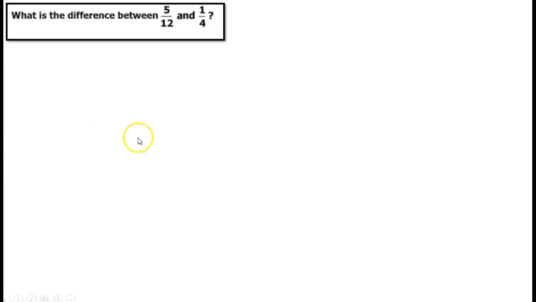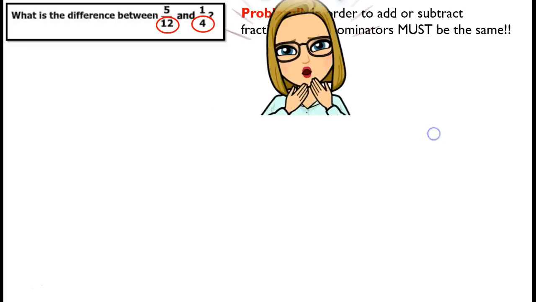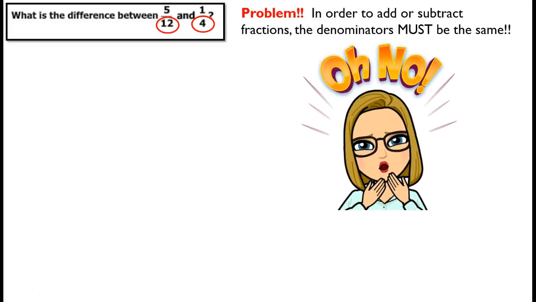So, do you see any key words in this problem? To know what we're supposed to even do with these fractions, what's a key word that you see? There it is, it's difference. That tells me I'm going to be subtracting, right? Okay, so I'm going to subtract 5/12 and 1/4. Oh no, there's a problem. In order to add or subtract fractions, the denominators must be the same. And look, these are not the same. Ugh, we can't do it, right?